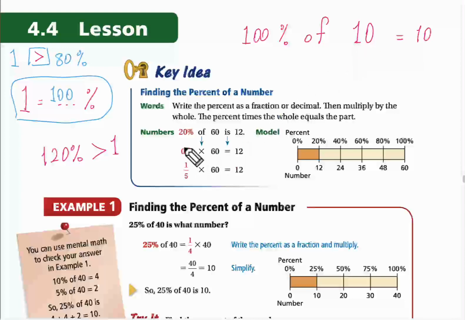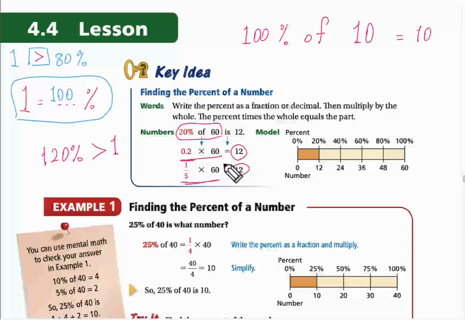Okay, let's see this example that we have here. The main idea is write percent as a fraction or decimal, then multiply by the whole. The percent times the whole equals the part. We have 20% of 60. We need to find this 20% of 60. So we can rewrite 20% as 0.2 as a decimal and multiply it by 60. And we can rewrite it as a fraction and multiply it by 60. And in both cases, we will get the same answer, 12.